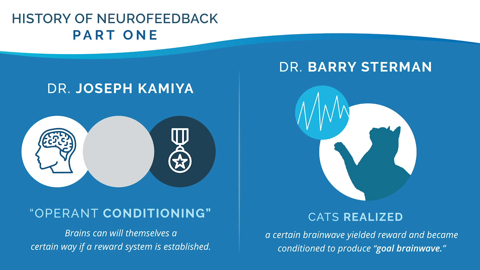Bolstered by this research, Dr. Barry Sterman began experiments of his own with cats. His cats had their brain waves monitored, and when Dr. Sterman observed what he called the goal brainwave, he gave the cats a treat. After a short period of time, the cats, or operants, recognized that a certain brainwave was yielding rewards, and suddenly the cats became conditioned to produce the goal brainwave quite adeptly.